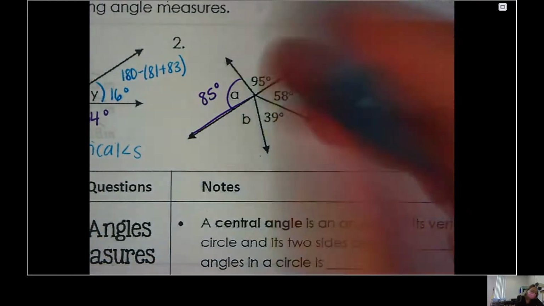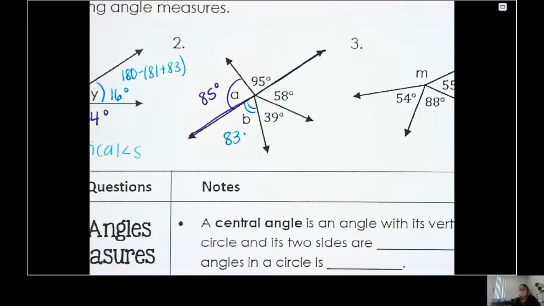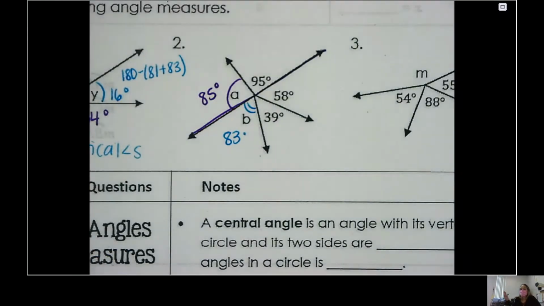Only other one there is angle B. 83 degrees. How'd you get 83? Exactly. So again, you should be noticing here that a lot of times it's just finding the ones that make a straight line and then subtracting from 180. That gives you what's left over. That's all that it is.